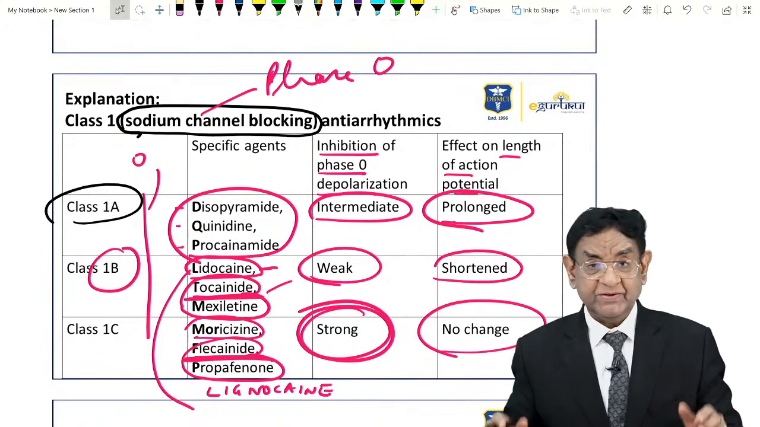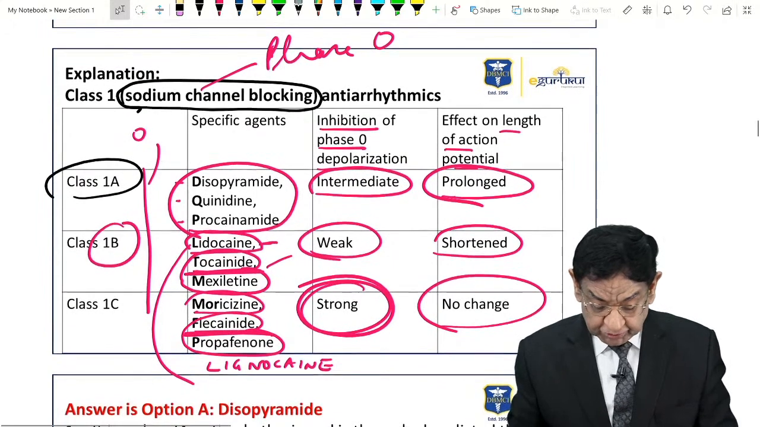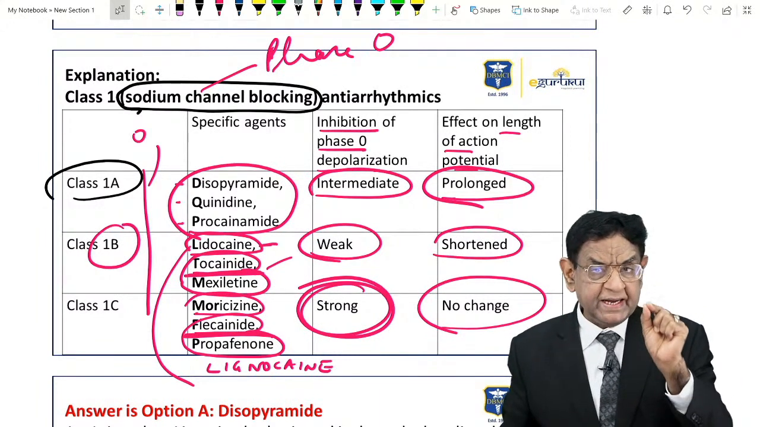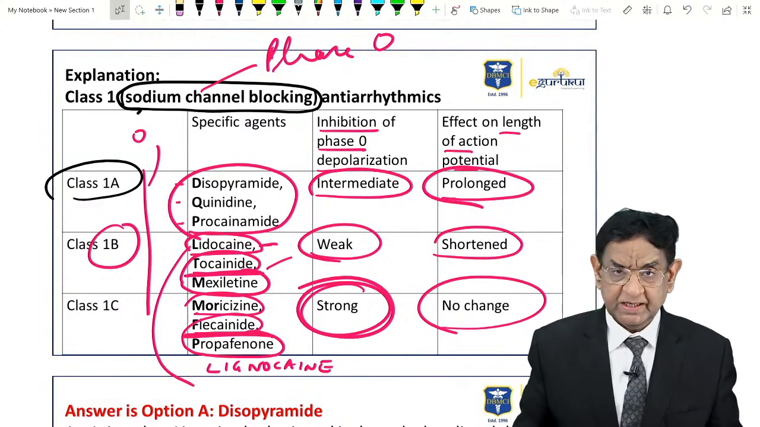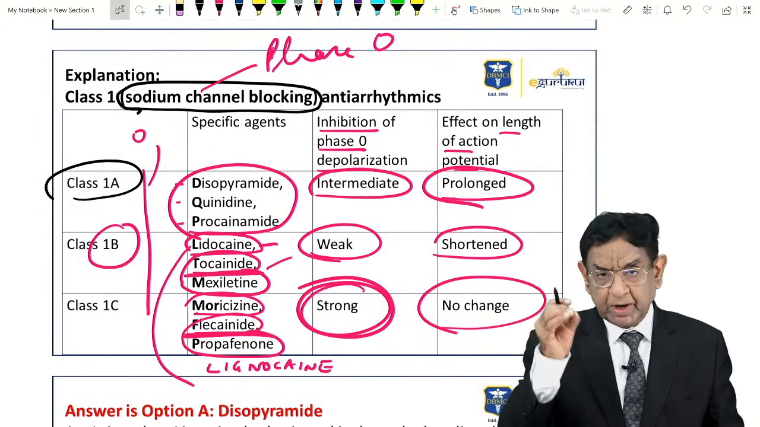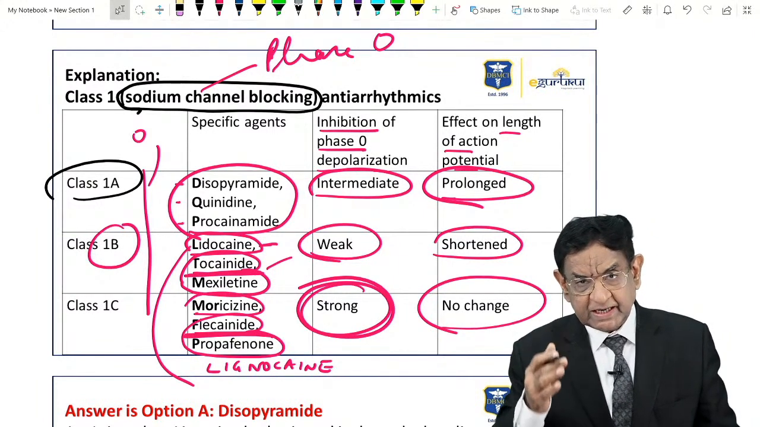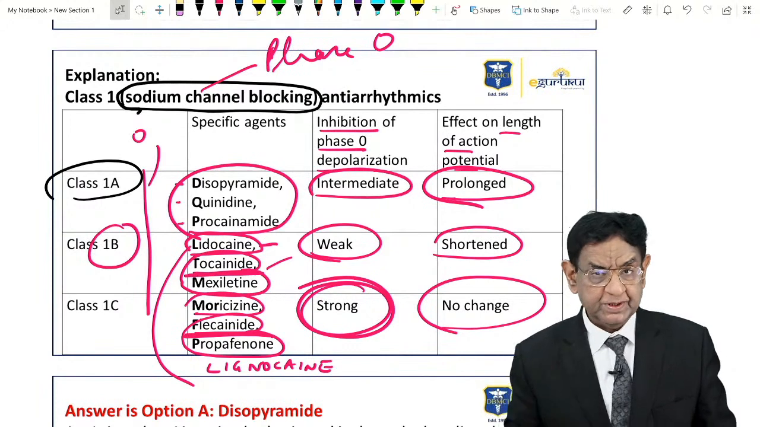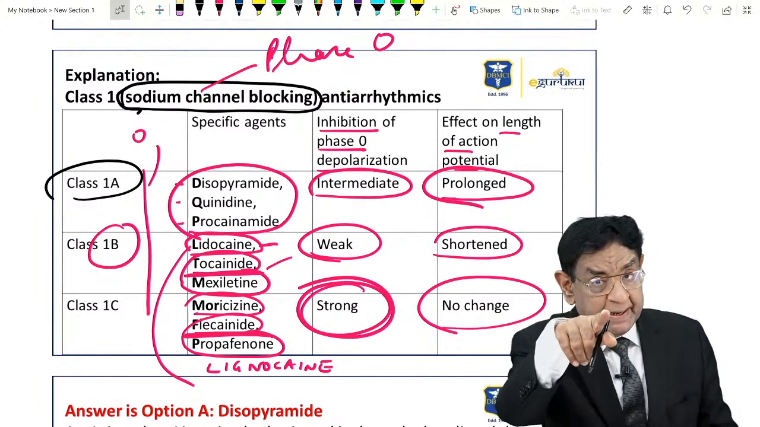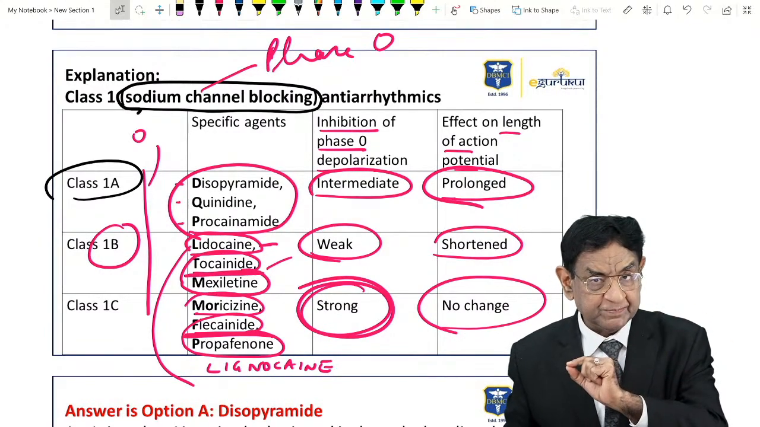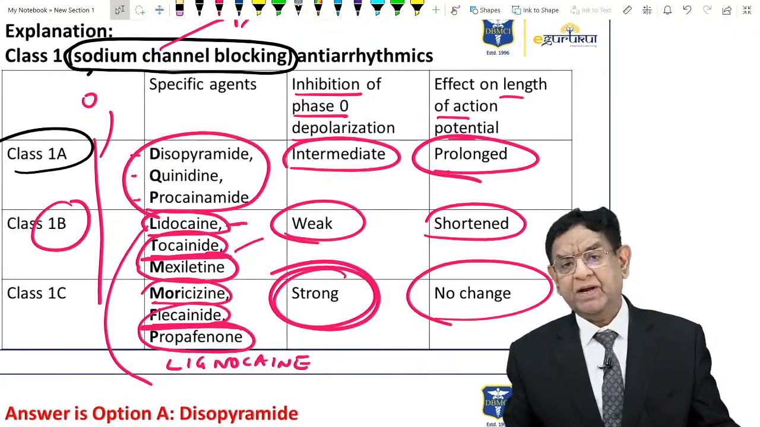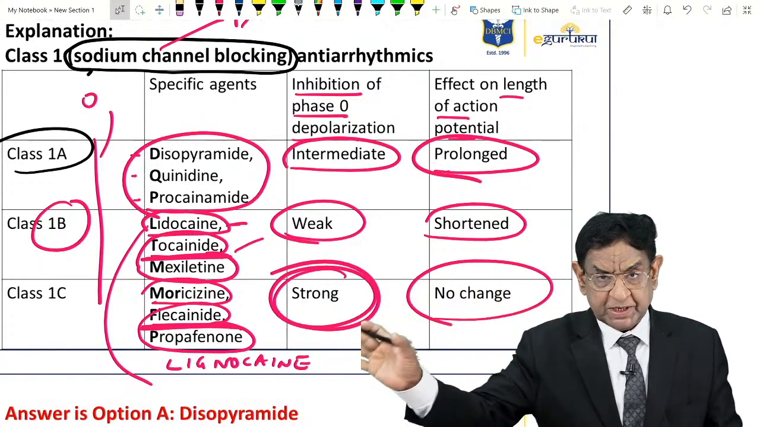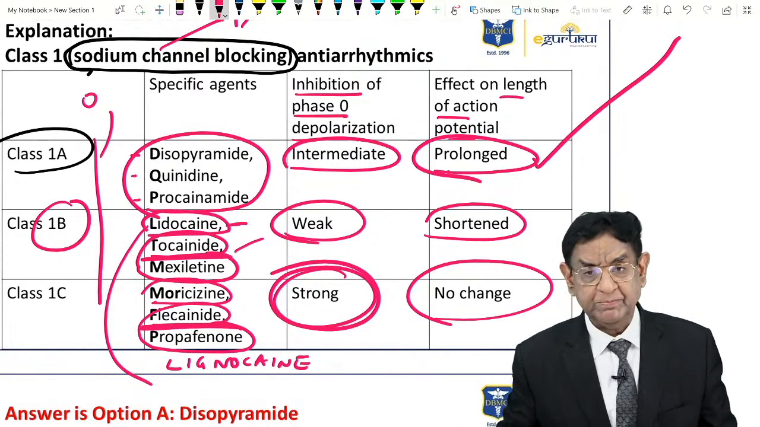Since it is the fundamental of the whole thing, I would like to revise again. So now you have to answer me. What is the main action of class 1 drugs? They are sodium channel blockers. Point number 2, class 1 drugs act on which phase of the cardiac action potential? Answer, phase 0. In phase 0, sodium entry occurs, very rapid depolarization in the cardiac myocyte. Next, what are the examples of class 1A drugs? Disopyramide, quinidine and procainamide. And what happened to action potential? It increases. Very, very important point.